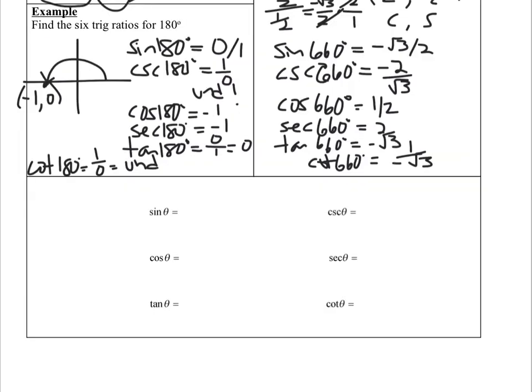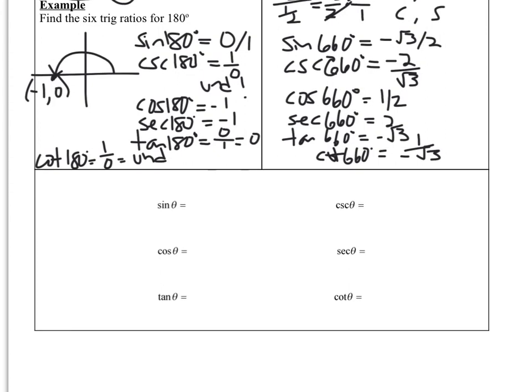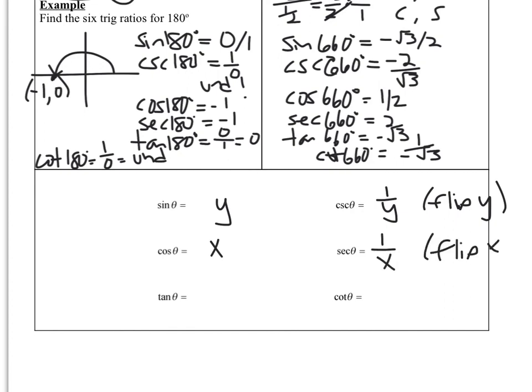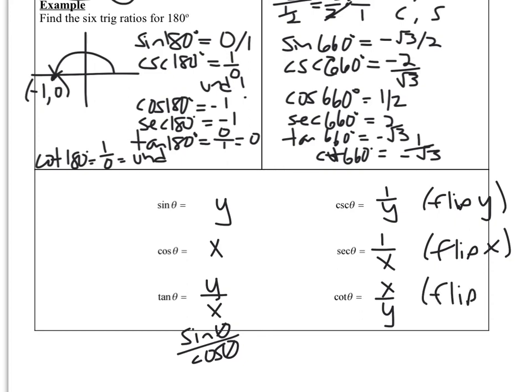So, to summarize, sine of theta is your y coordinate. So cosecant is 1 over your y, or flip your y coordinate. Cosine is x, and secant is 1 over x, or flip your x. Tangent is y over x, but I want you to be starting to think of it as sine over cosine. So what does that mean cotangent is? It's x over y. We could flip tangent, or we could do cosine over sine. Any of those works.